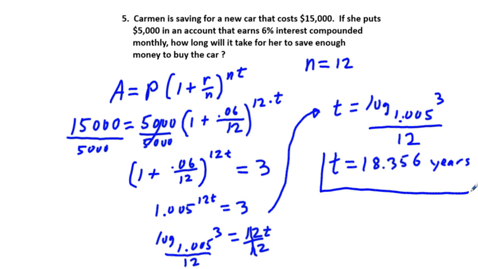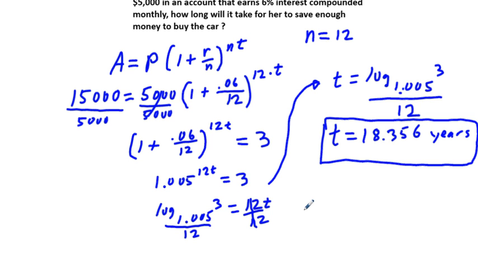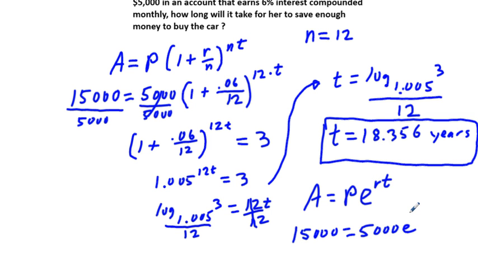Now another way you could look at this is, I want to use that nSolve thing. I want to do the, if we compound continually, how would that be different for Carmen? So if we had A equals P e to the rt, we'd have $15,000 equals 5,000, which is our principal, e to the r, and r is 0.06, t.